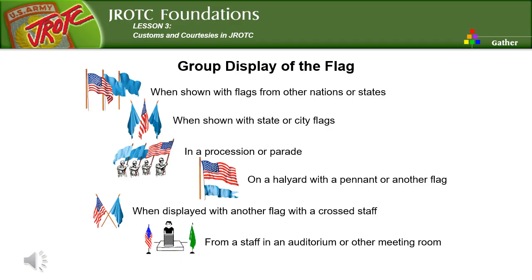When displaying the U.S. flag with another flag from a crossed staff position, place the U.S. flag on the right with the staff in front of the staff of the other flag. When displaying the U.S. flag from a staff in an auditorium, meeting hall, or chapel, whether on the same floor level or on a platform, it should be in a position of honor at the speaker or chaplain's right, facing the audience or congregation. Place other flags on the left of the speaker or chaplain, to the right of the audience.